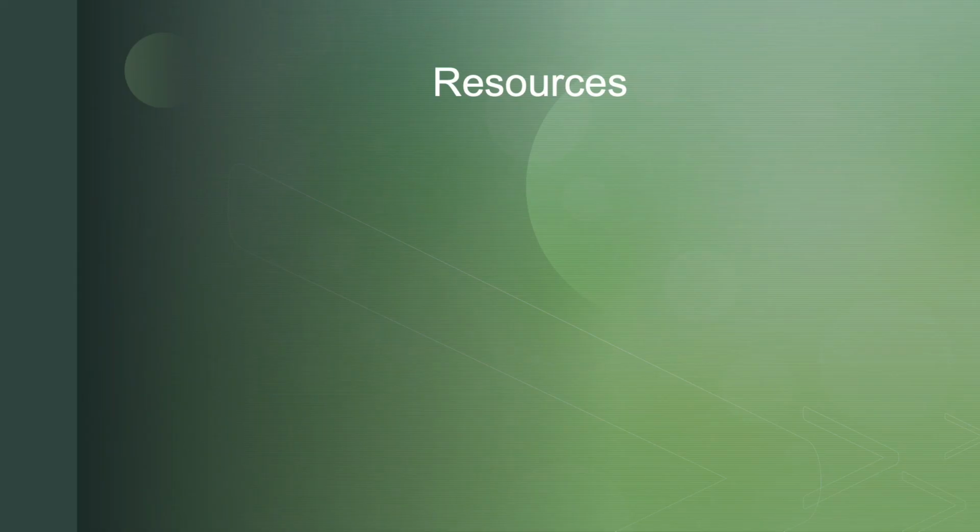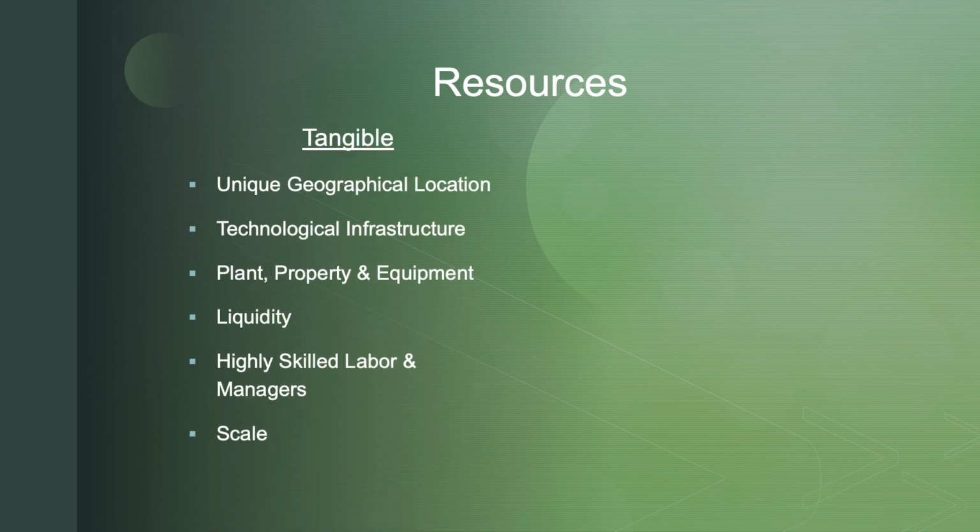So moving internal. We're now inside the company. And I want to talk first about resources. The key thing that we're after in strategy with internal analysis are resources and capabilities. What are resources? Well, there are some obvious tangible resources out there. What locations are we in? What technological infrastructure, plant, property, equipment? Do we have cash in the bank? Do we have highly skilled folks working for us? Do we have economies of scope and scale? These are very easy to dissect, tangible resources.